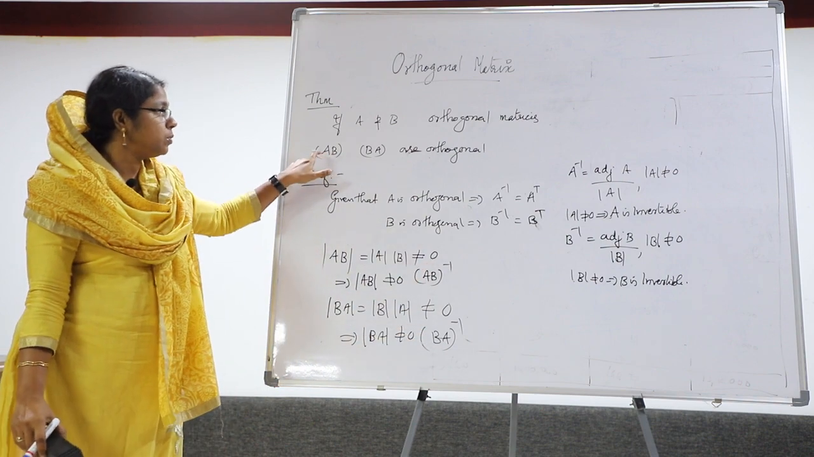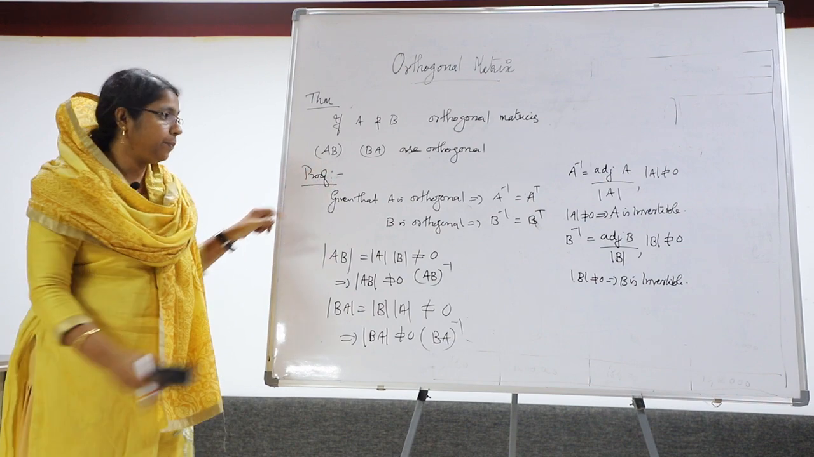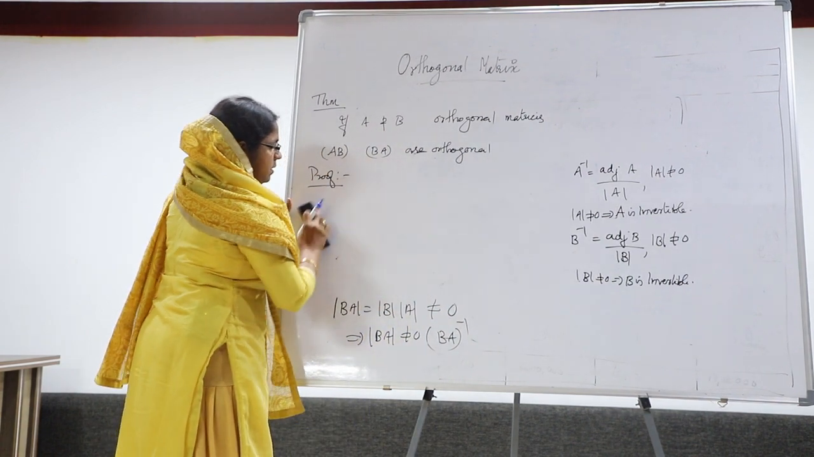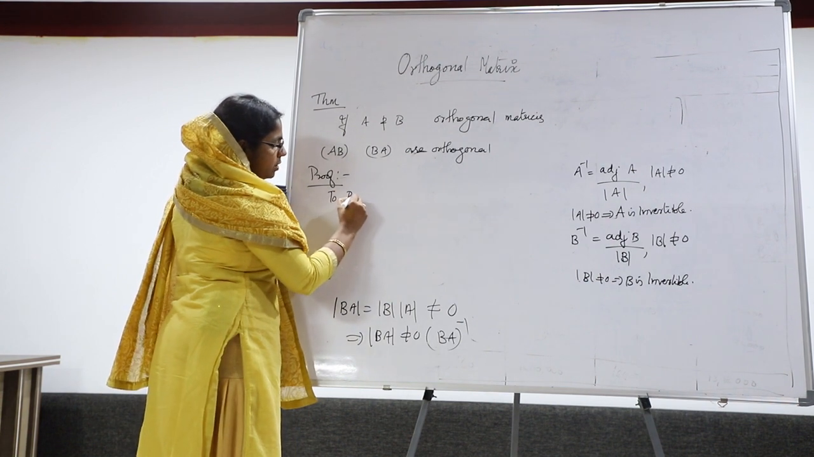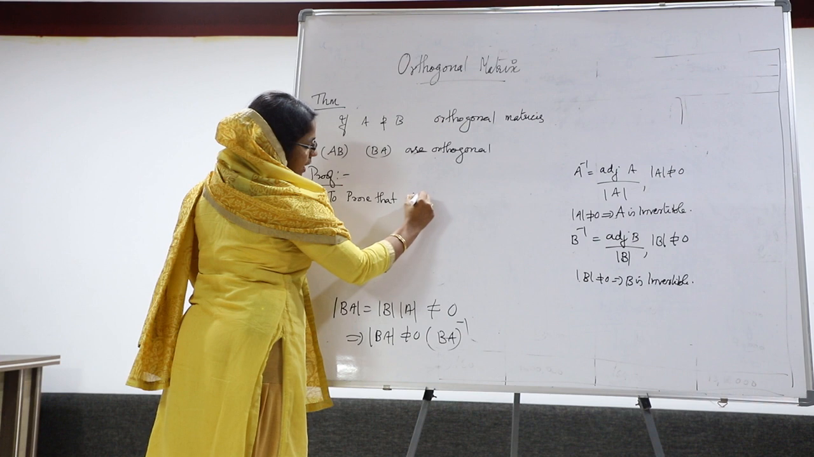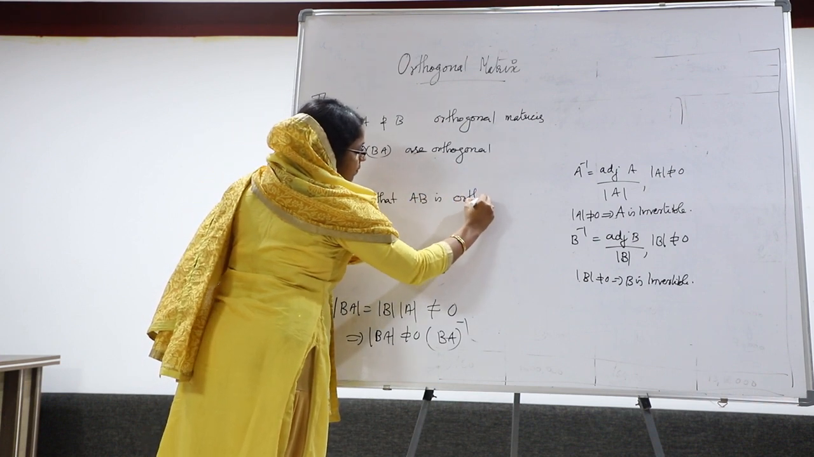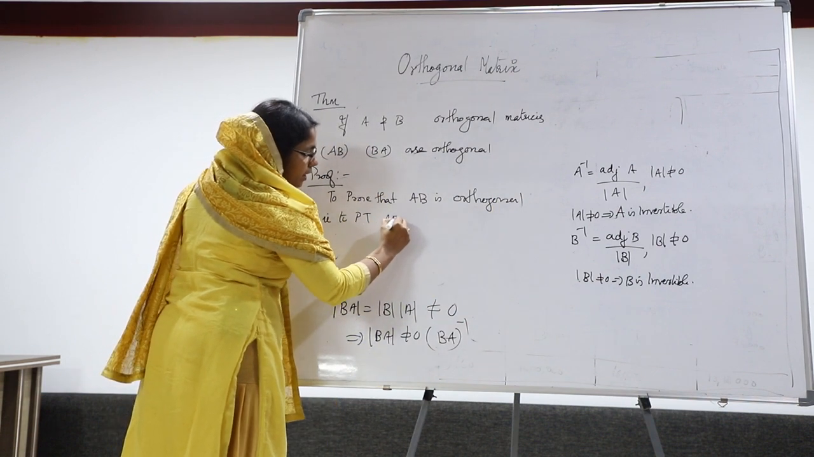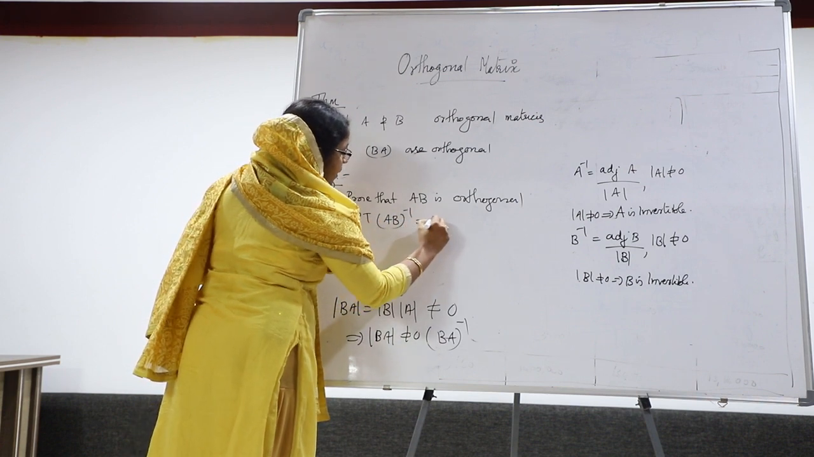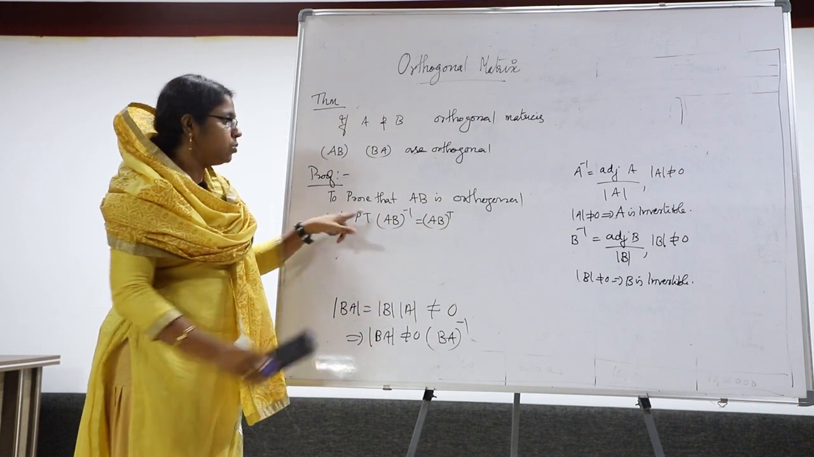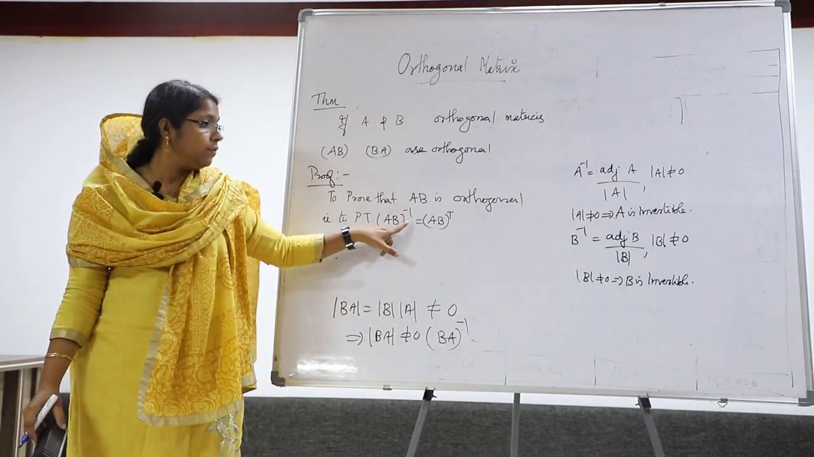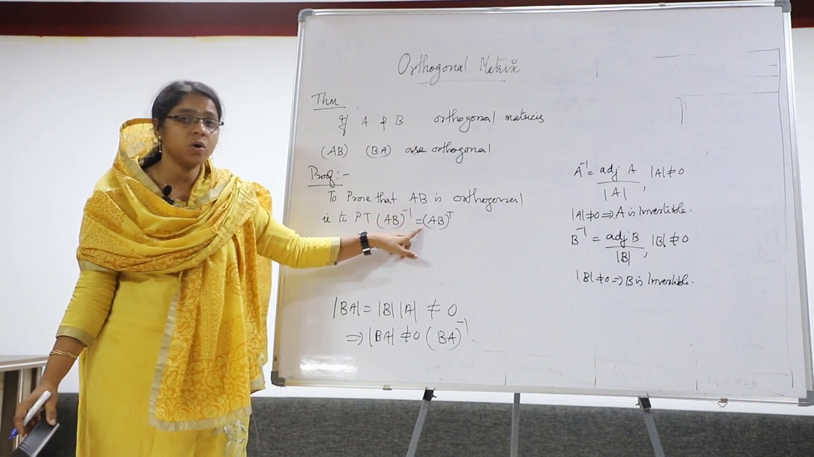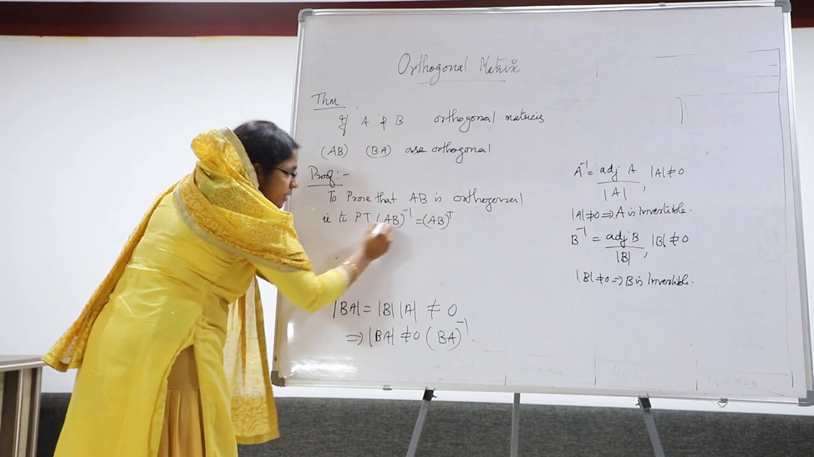Okay. Then, we have to prove that the product AB is orthogonal. That is to prove that AB, the whole inverse, is equal to AB, the whole transpose. By using the definition of orthogonal matrix, you know, A inverse is equal to A transpose. Here, we have to prove that AB is orthogonal. That means AB, the whole inverse, is equal to AB, the transpose. Now, take the LHS.